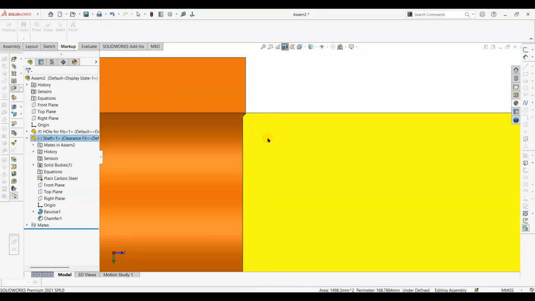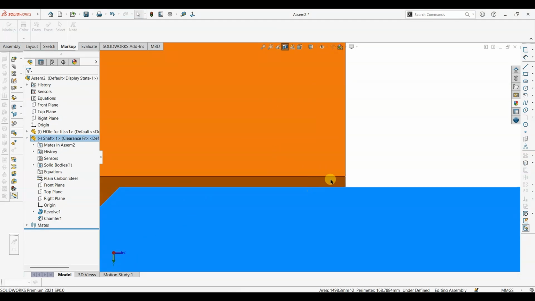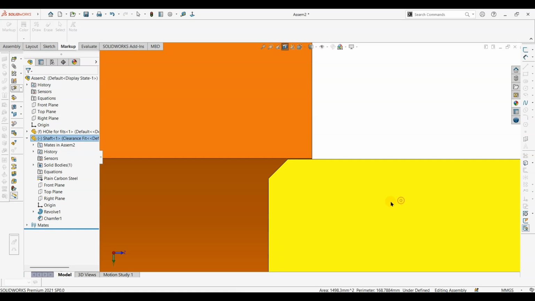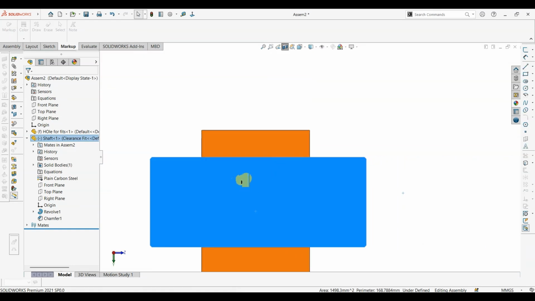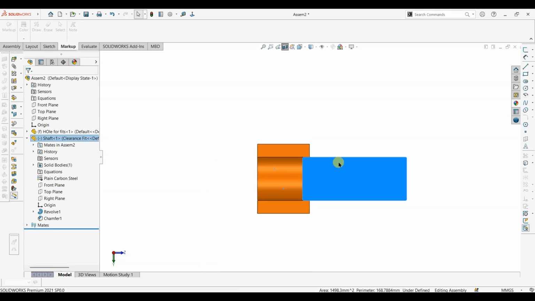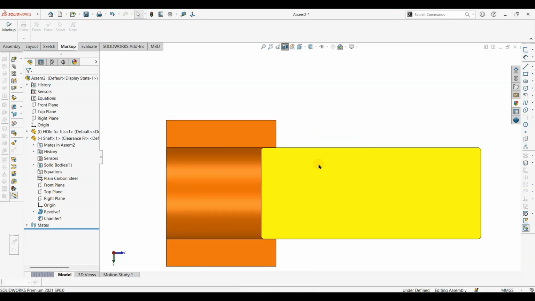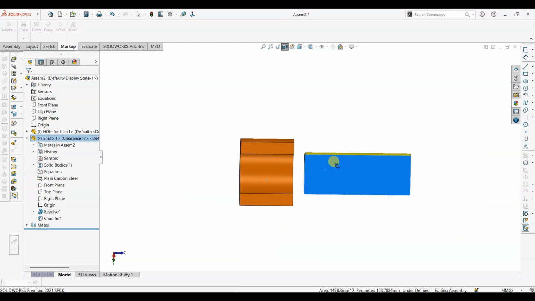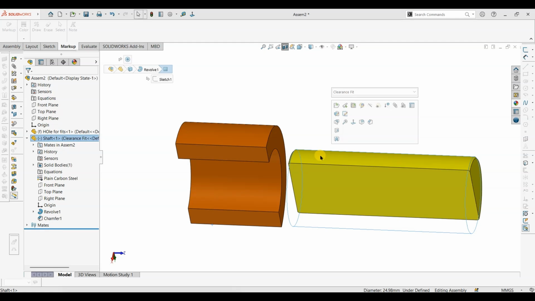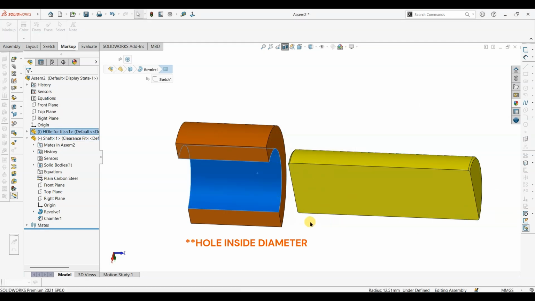So at the time of insertion, you will see there is always a small gap present between shaft and hole, and the shaft can easily go inside the hole. The shaft can slide and rotate easily, and there is no force required for assembly. One example is a pen refill and the outer body of the pen. So please remember that shaft diameter is always smaller than the hole diameter.